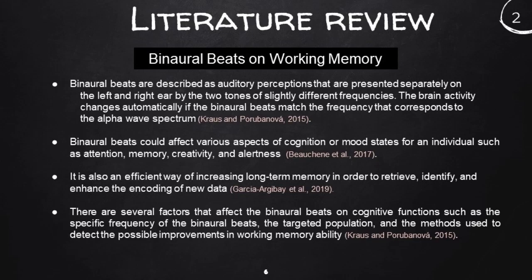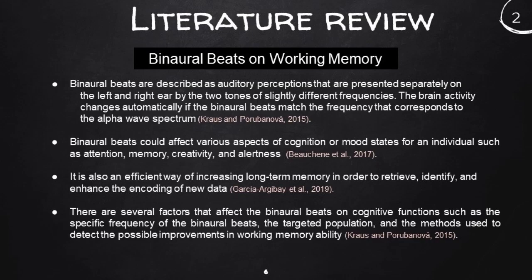First, binaural beats are described as auditory perceptions that are presented separately to the left and right ear by two tones of slightly different frequencies. A study by Cross and Parabanova has shown that brain activity changes automatically if the binaural beats match the frequency that corresponds to the alpha wave spectrum.